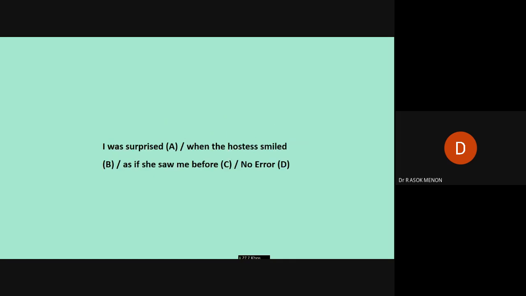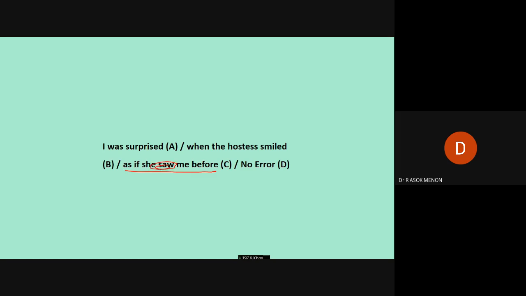Then, I was surprised when the host smiled as if she saw me before. I was surprised when the host smiled as if she saw me before. C. Yes, your choice is correct. C is the wrong part. And what could be wrong with it? As if she saw me before. Yes, Kishore says this, as if she had seen me before. As if she had seen me before.